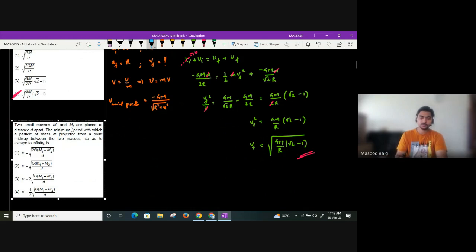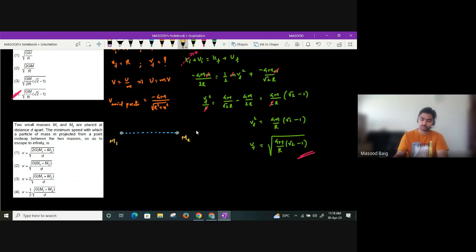Two masses m1 and m2 are placed at a distance d apart. The minimum speed with which a particle of mass m is projected from a point midway between them, so as to escape to infinity. Again, very, very important case, guys. I have two masses, it seems. What is the separation between the two masses? d is the separation between the two masses. Yes or no? You can consider this mass to be m1, you can consider this mass to be m2. From the midpoint, you have a mass small m.